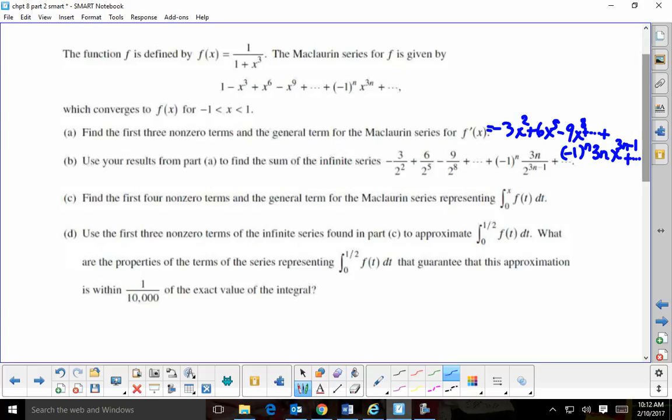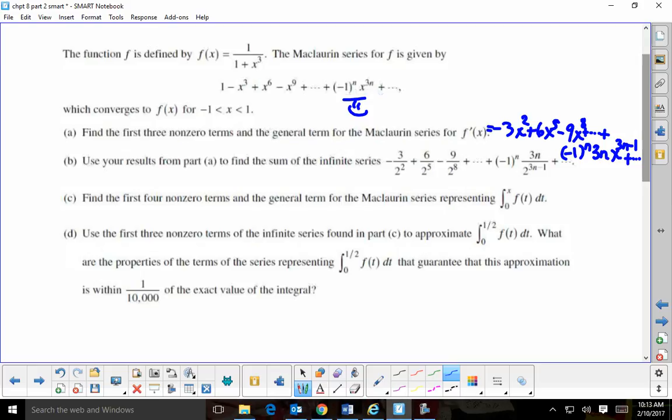I took the derivative, just the power rule of the first three, and then I took the derivative. This was already separated out for us, so that was nice of them. Okay, they didn't keep that negative inside where I have to separate it out. So we can just do the power rule there too. Good? Any questions on A?